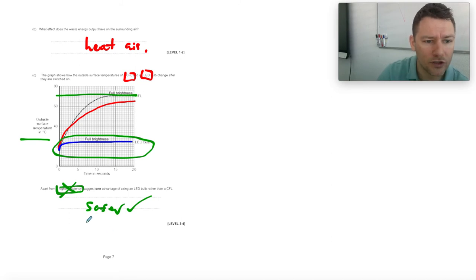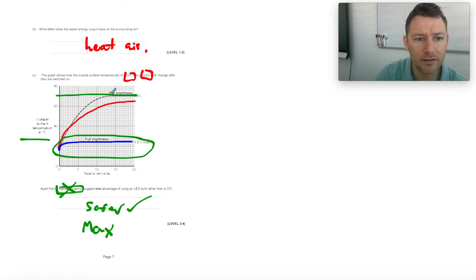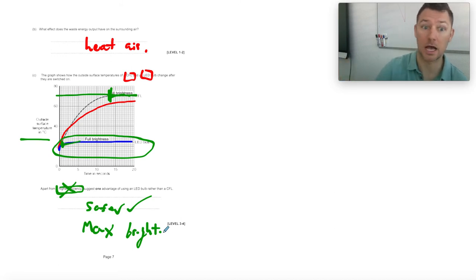Also, it reaches max brightness faster, right? So this sort of tops out. It starts being at its maximum brightness here, and the LED starts being at its maximum brightness here. So it reaches maximum brightness sooner, which means that you don't have to wait for it to warm up. Ping, it just is on. Great. Moving on. Last page.